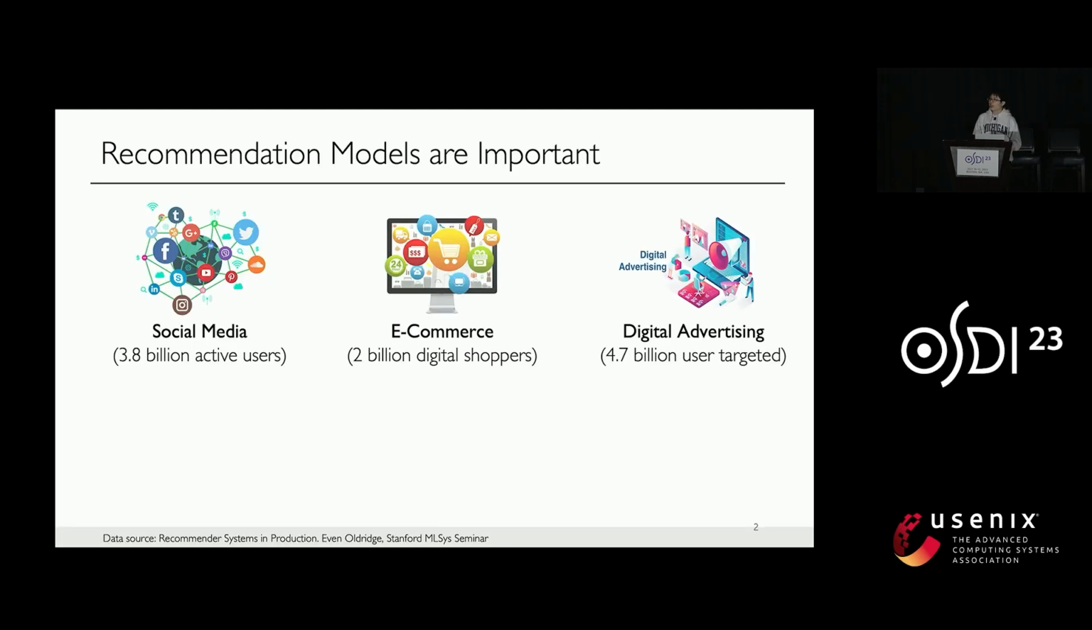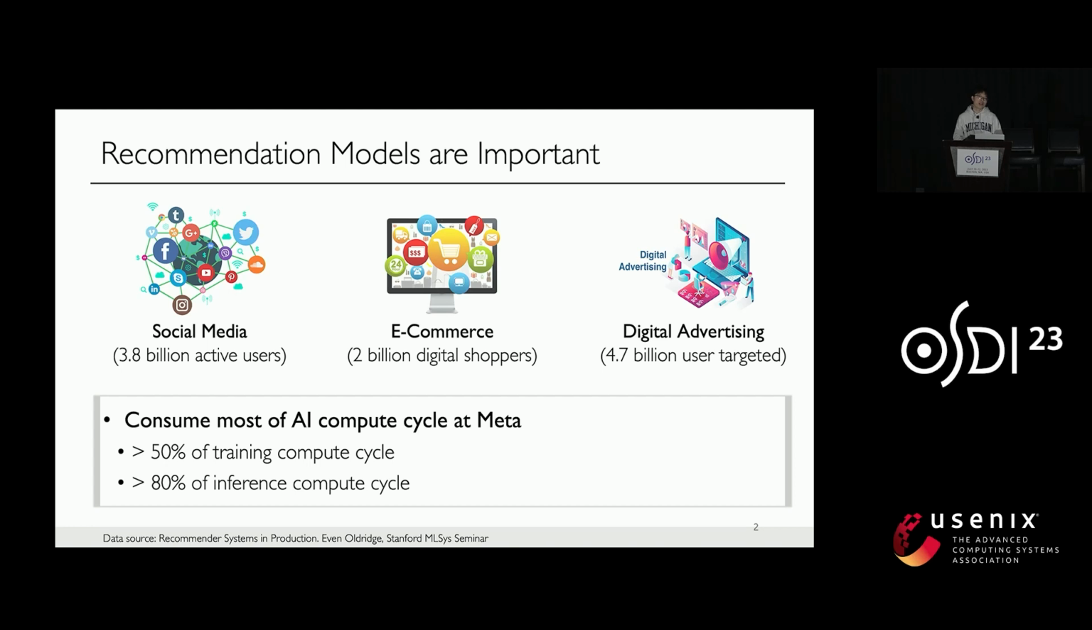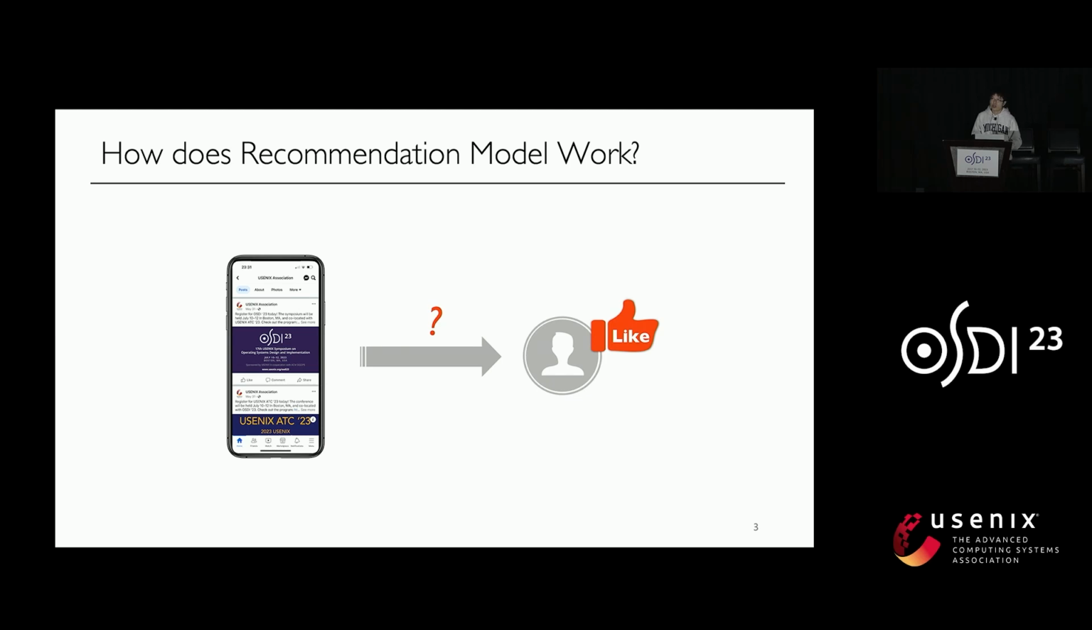Over the past decade, or even since the rise of the internet, our life has been greatly influenced by the recommendation model, like in social media and e-commerce. A recent study shows recommendation models take more than 50% of the training compute cycle and more than 80% of the inference cycle at Meta, meaning any resource savings can be a great deal. So, why does the state-of-the-art recommendation model take so many resources?